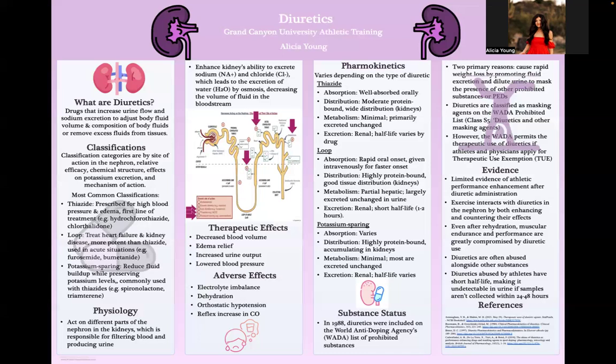Lastly, we're going to go into evidence. So, in general, there is limited evidence of athletic performance enhancement following diuretic administration. I know I've listed a few things here and there, but overall, there's just not a ton of evidence. Exercise interacts with diuretics in the nephron by both enhancing and countering the effects. So, acutely, exercise promotes negative water balance and over time helps lower blood pressure. And so, this is similar to diuretics' impact.